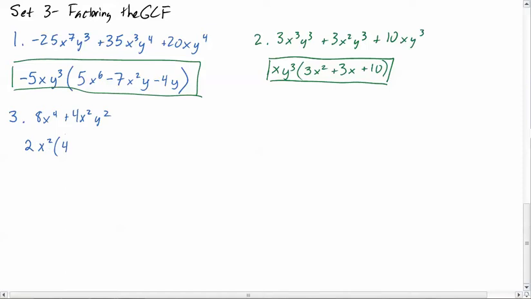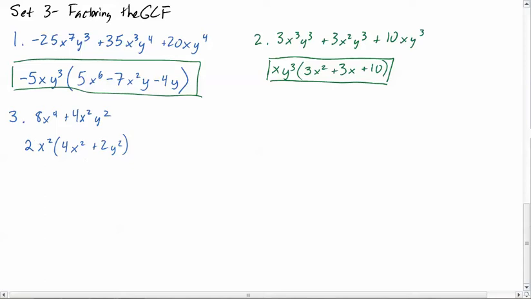x to the fourth divided by x squared is x squared. 4 divided by 2 is 2. The x squared divided by x squared will cancel out, and I'll be left with y squared. Now I look at these, and I see that there is still a 2 common. And so I have not factored completely. I need to factor the 2 out as well, and so I'm going to go ahead and do that before I look at it any further.